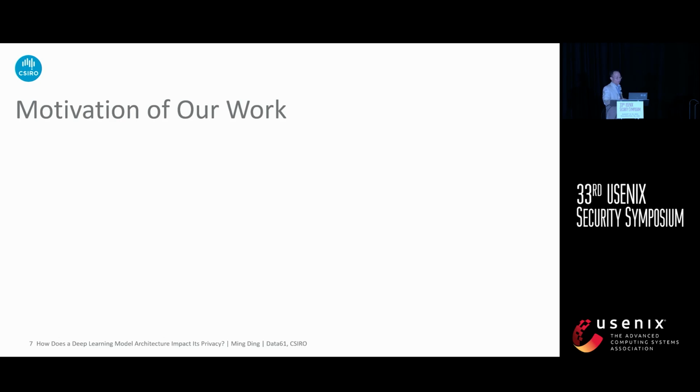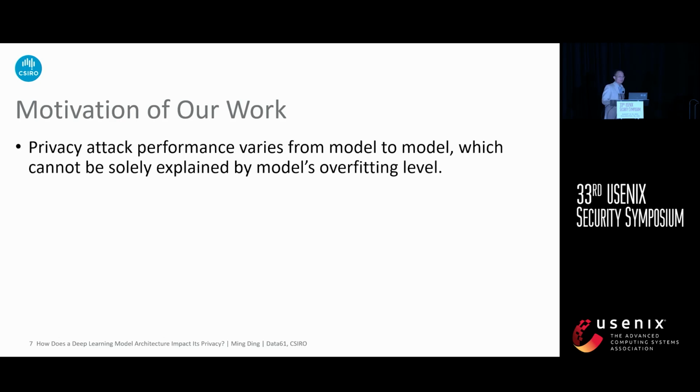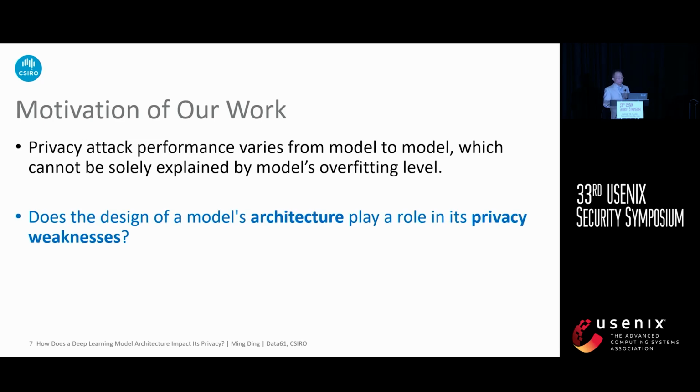Next, let me talk about the motivation of our work. Basically, from the literature, we have observed that privacy attack performance actually varies from model to model, which cannot solely be explained by overfitting. This makes us think about the following question. Does the design of a model's architecture play a role in its privacy weaknesses? In other words, is it possible that some models are just inherently more privacy vulnerable than other models? And if that is the case, why? This is the fundamental question we would like to answer.